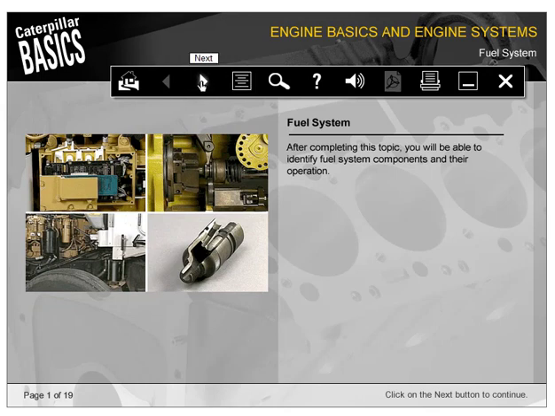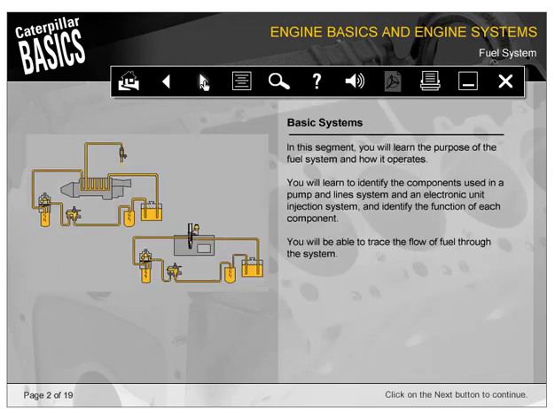After completing this topic, you will be able to identify fuel system components and their operation. In this segment, you will learn the purpose of the fuel system and how it operates. You will learn to identify the components used in a pump and line system and an electronic unit injection system, and identify the function of each component. You'll also be able to trace the flow of fuel through the system.